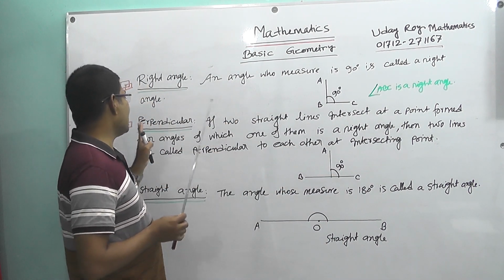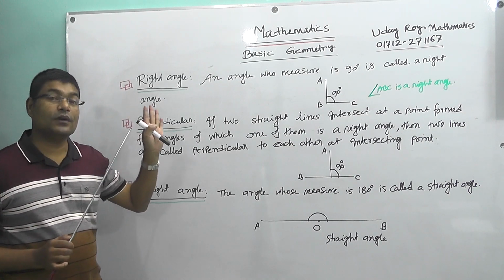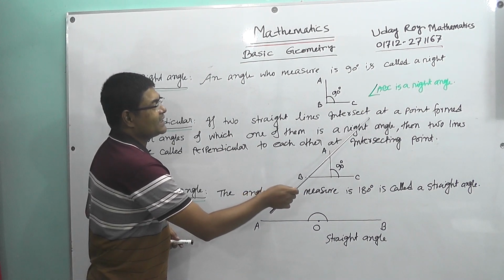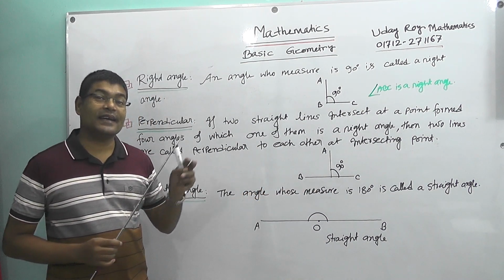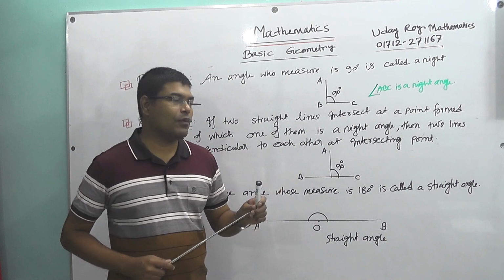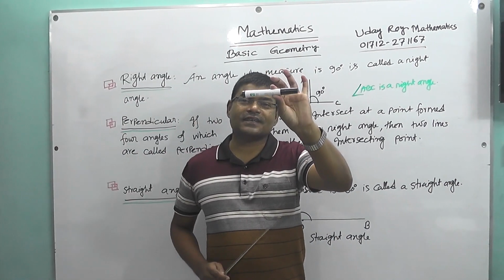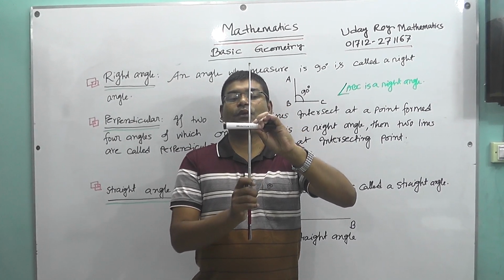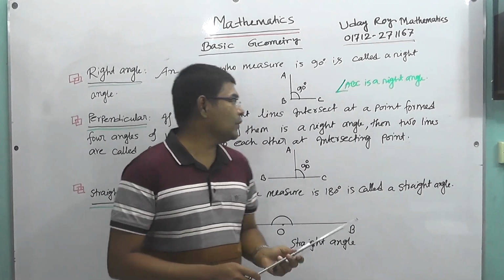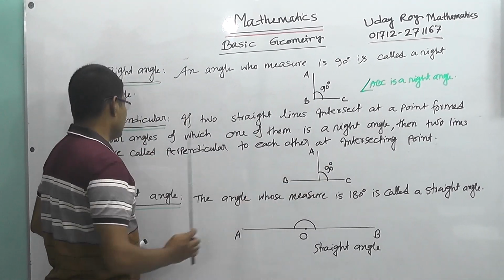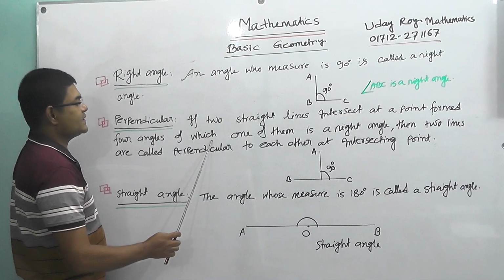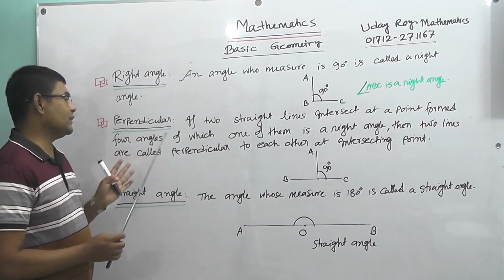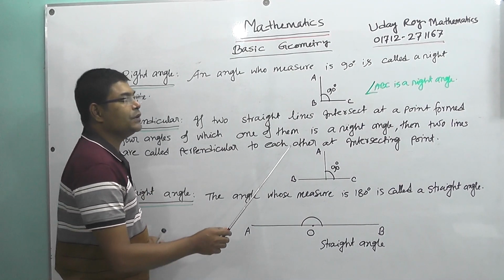Okay. Now we have to know perpendicular. What is called perpendicular? If two straight lines intersect at a point, you can see this is a straight line and this is another straight line meeting at a point, forming four angles of which one of them is a right angle, then the two lines are perpendicular to each other.